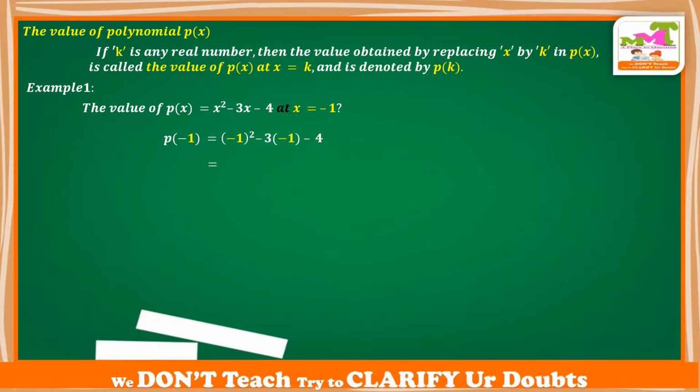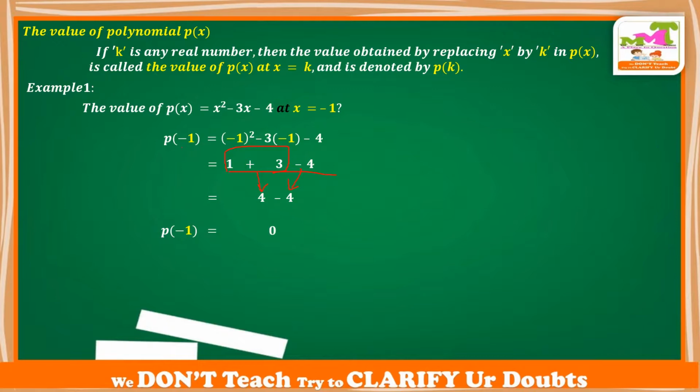As we know, minus 1 square we're going to write 1, and minus into minus we're going to write plus 3, that is 3 into 1, and minus 4 as it is. Minus into minus we have plus, and 3 into 1 we have 3, and minus 4 as it is. Now if you have really understood this, the next step I hope you will be solving it as 1 plus 3, it's 4, and here it's minus 4. Obviously it's going to be 0.